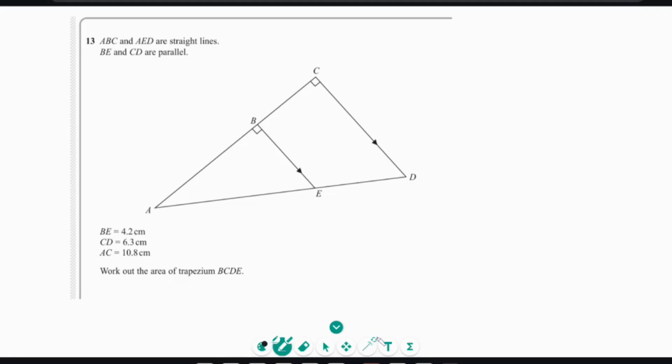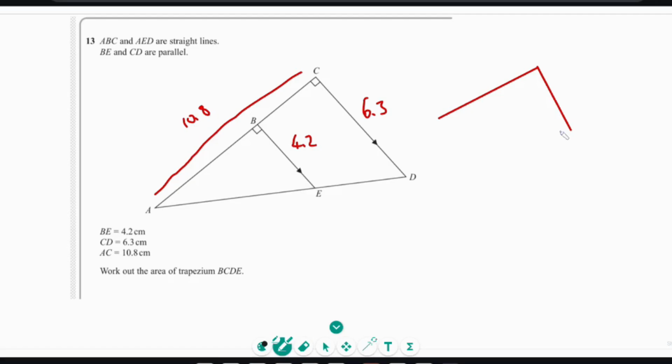ABC and AED are straight lines. BE and CD are parallel. We've got some different lengths here. BE is 4.2. CD is 6.3. AC is 10.8. Now, hopefully you can see we have some similar triangles here. We've got the triangle ABE and the larger triangle ACD.